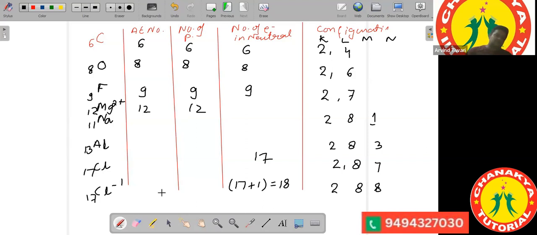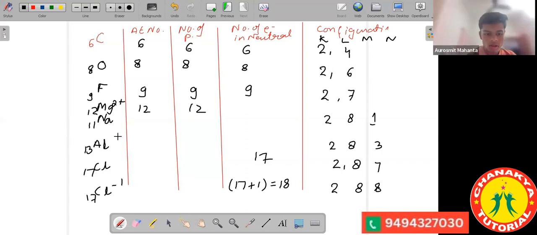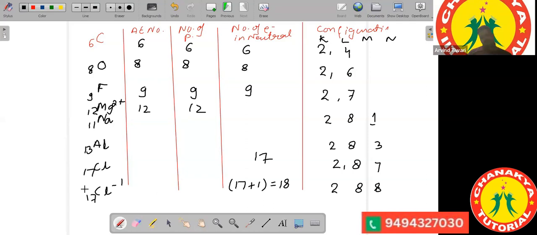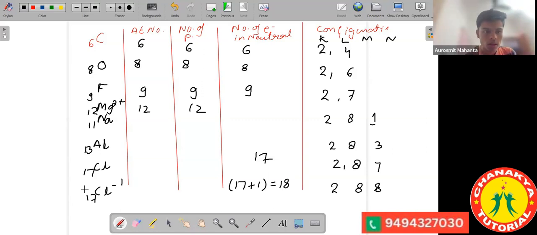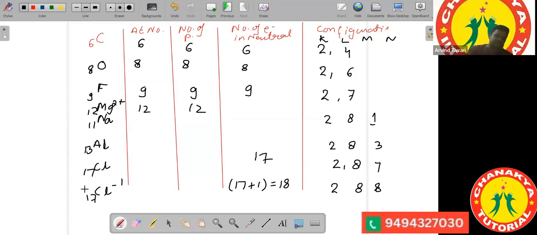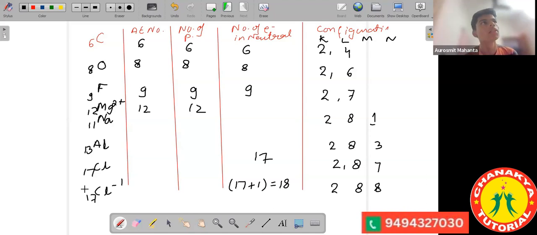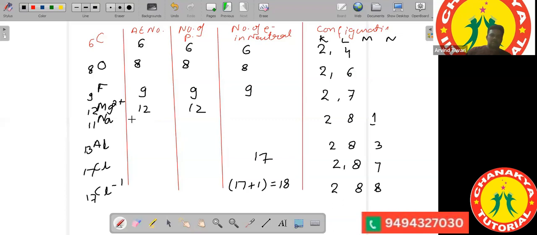Let me ask someone. Yes, sir. How many electrons are there in Mg2 plus? Uh, 10. How did you get 10?